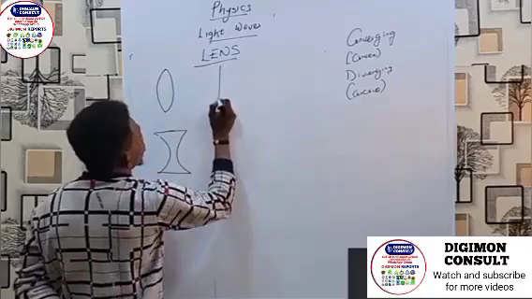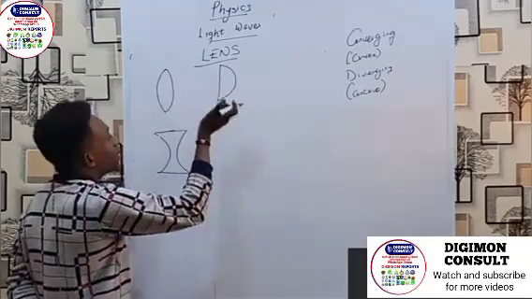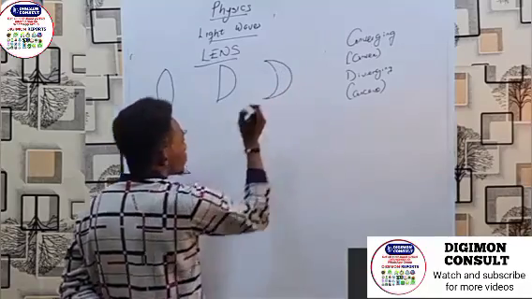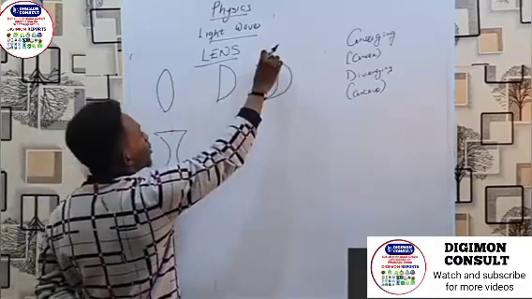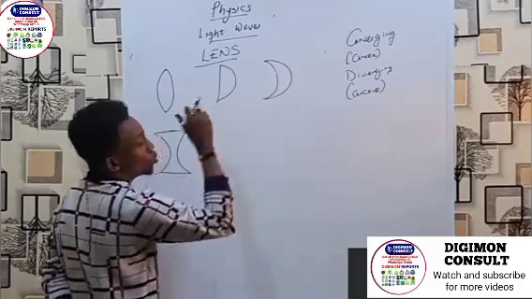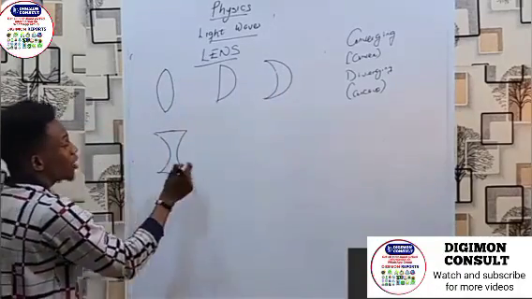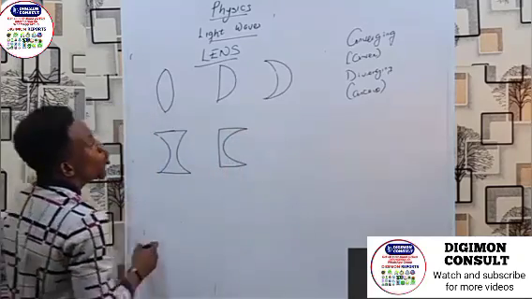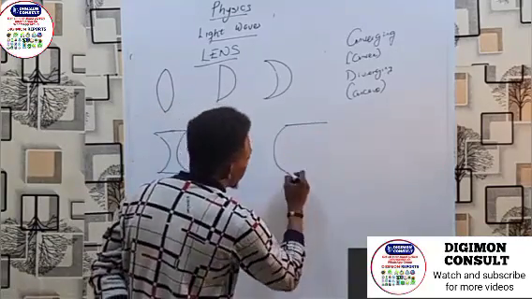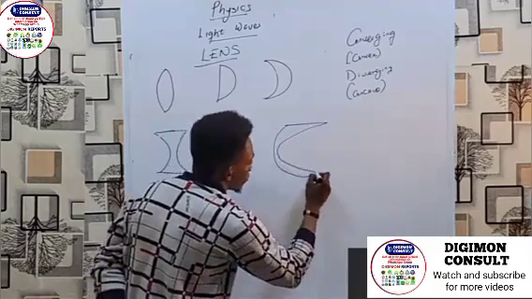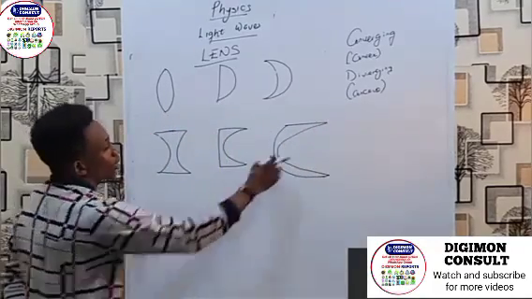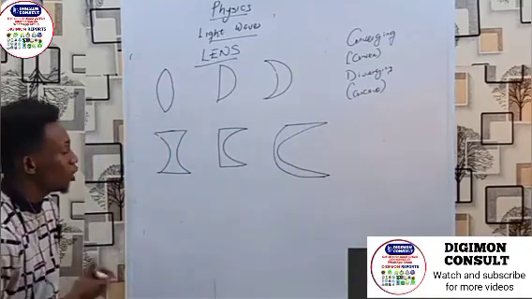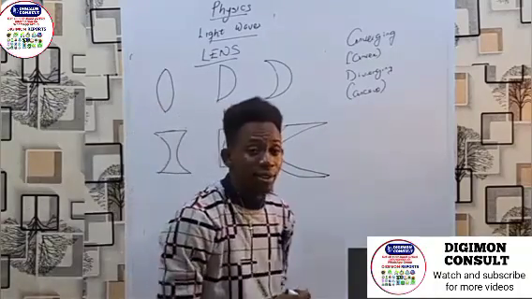So your converging lens could be like this, like this. It could even be like this. Or you have to check: thinner at the edges, thicker at the middle, converging. While your diverging could be like this, or it could also be like this. Again, what do you check? Thicker at the edges and thinner at the middle. So those are your lens.